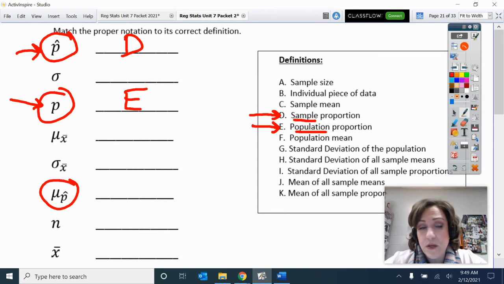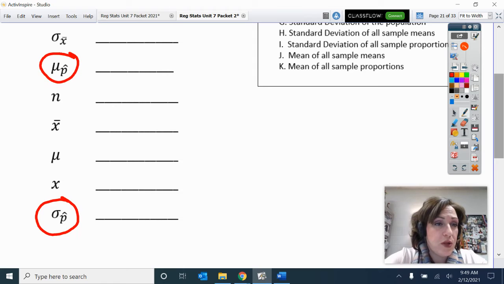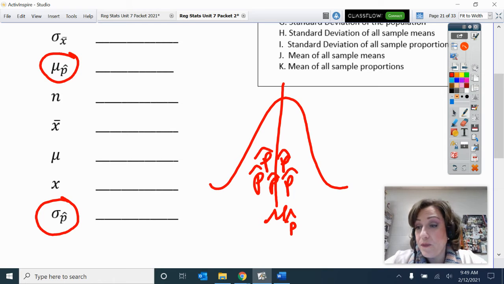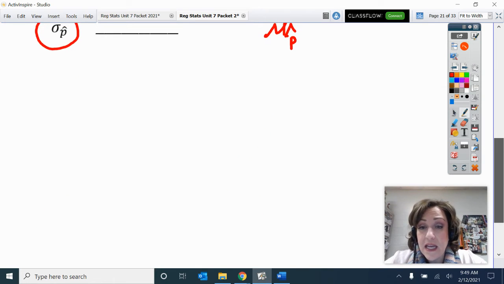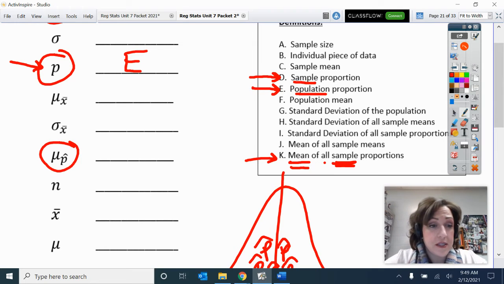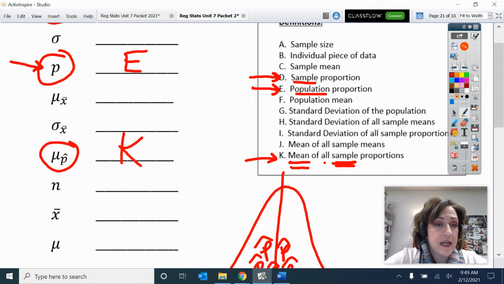Now, what the heck is this mu of p hats and standard deviation of p hats? Well, remember, the mu of p hats is where we expect all of our samples to be centered. So that is the mean of all of the p hats, the mean of the sample proportions. I think I see that right here, the center of all of the sample proportions. So that's K right here.